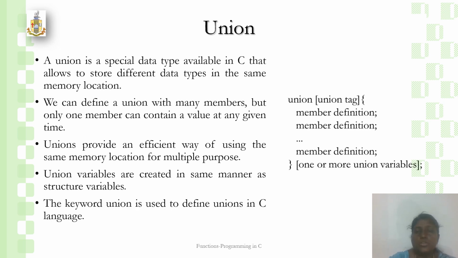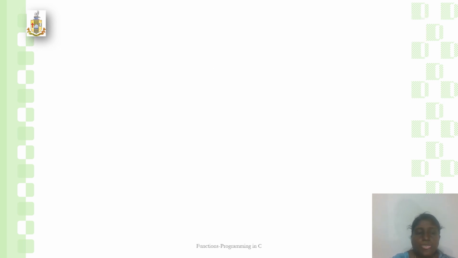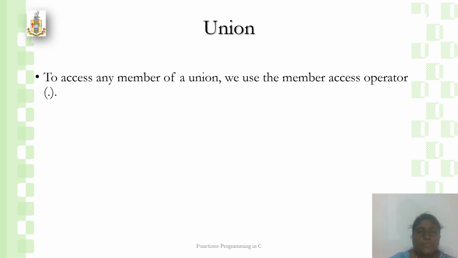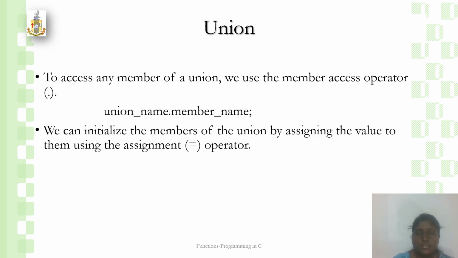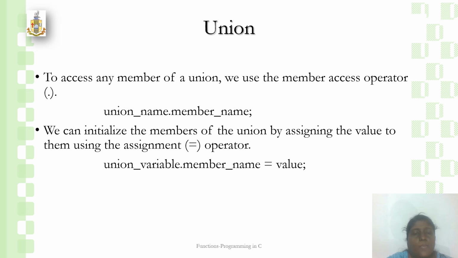So it provides you shared memory space. The keyword union is used, and this is the syntax: union, union tag, the member definitions, and the union variable. To access any member of a union, you need to use the dot operator as in a structure. The assignment operator is used for assigning values to the members of a union. We can initialize using the assignment operator.